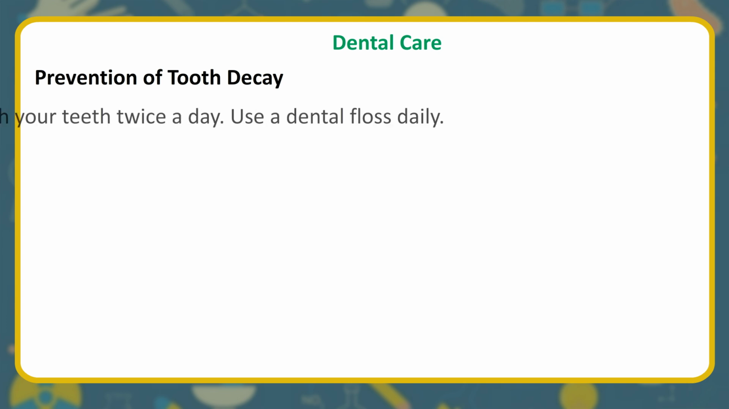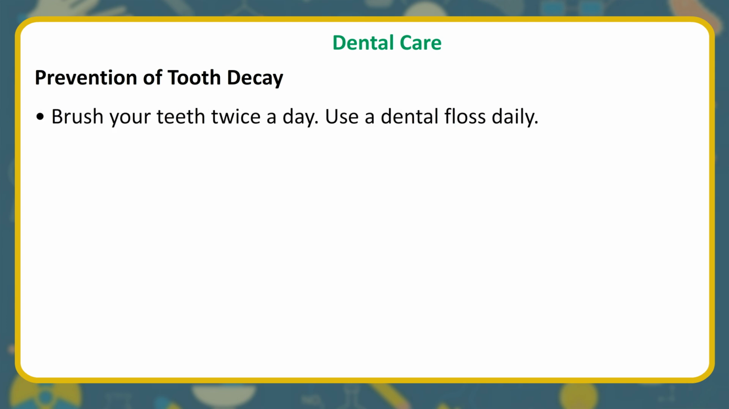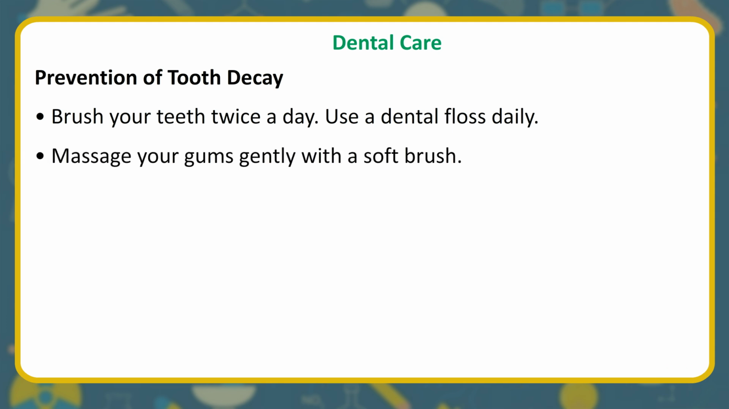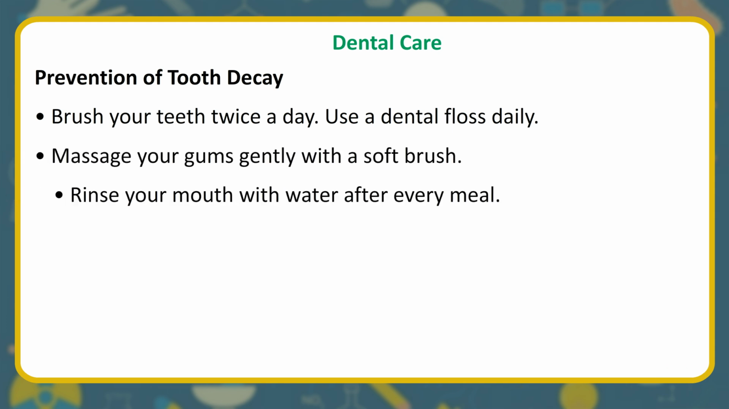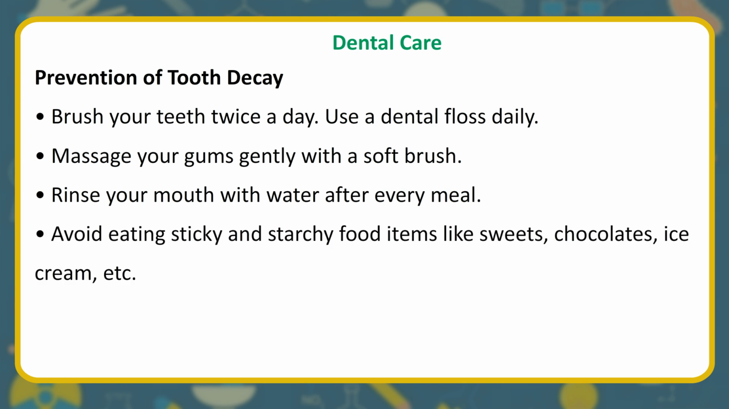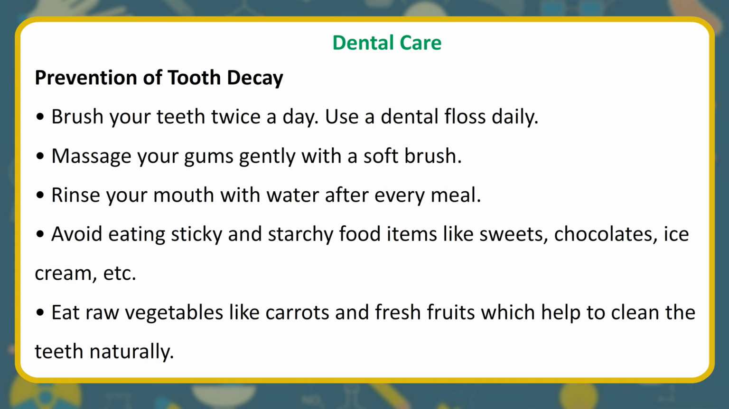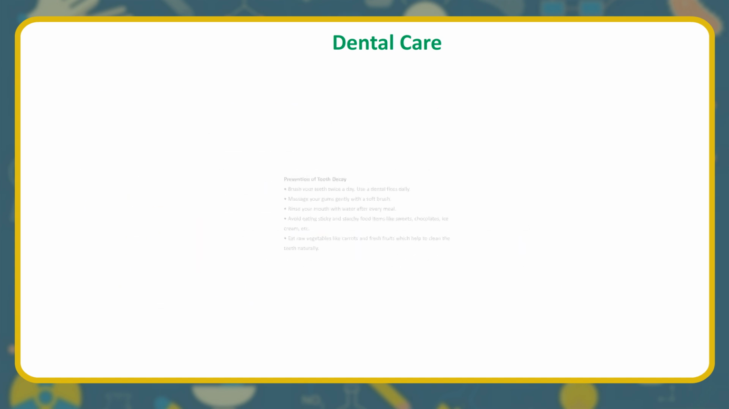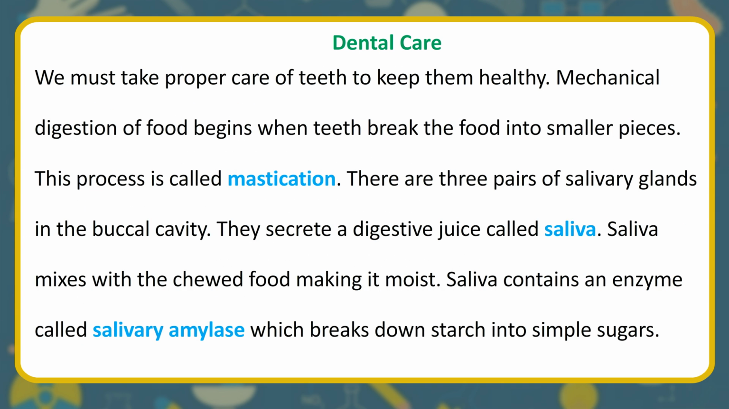Prevention of tooth decay. Brush your teeth twice a day. Use dental floss daily. Massage your gums gently with a soft brush. Rinse your mouth with water after every meal. Avoid eating sticky and starchy food items like sweets, chocolates, ice cream, etc. Eat raw vegetables like carrots and fresh fruits, which help to clean the teeth naturally. We must take proper care of teeth to keep them healthy.